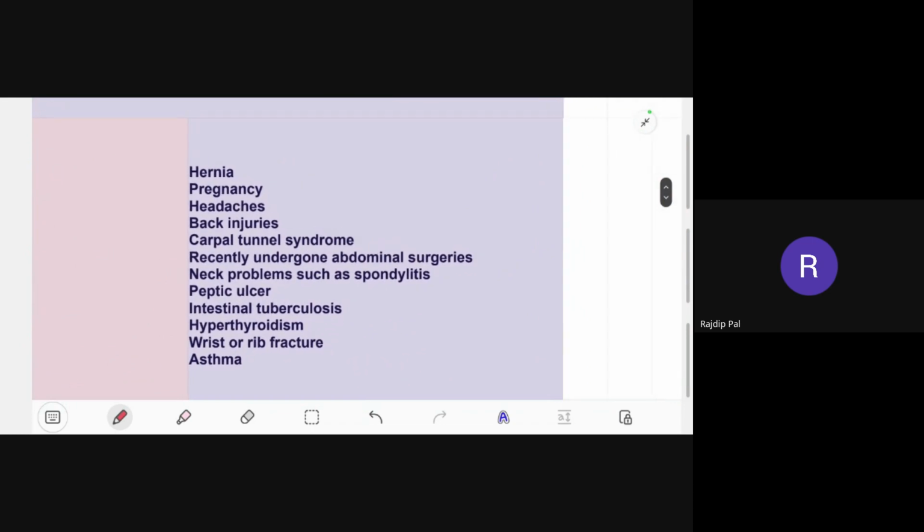The second is contraindications: hernia, pregnancy, headaches, back injuries, carpal tunnel syndrome, recent abdominal surgery, neck problems such as spondylitis, peptic ulcer, intestinal tuberculosis, hypothyroidism, wrist or rib fracture, asthma.